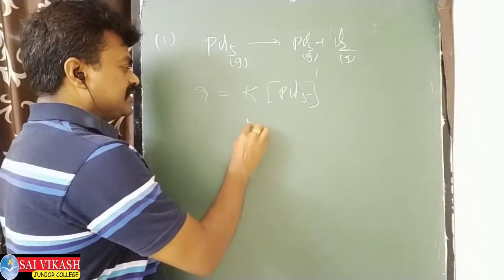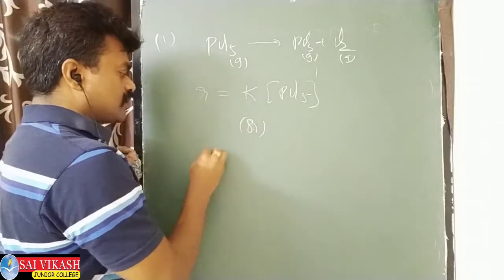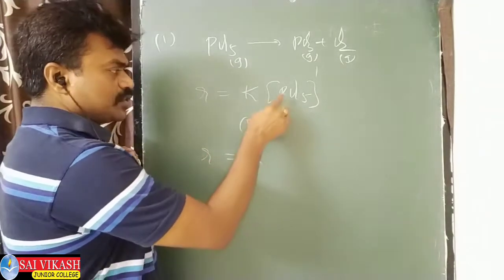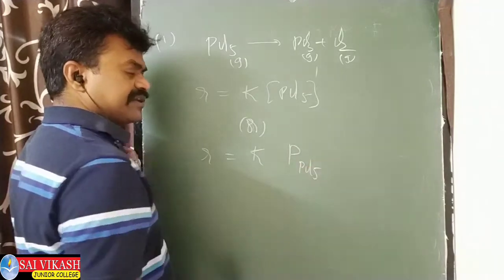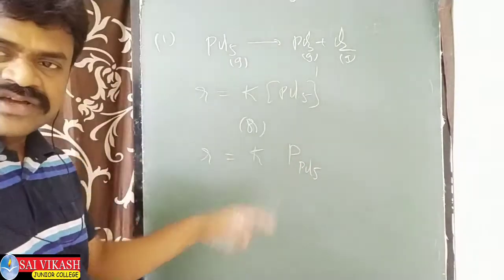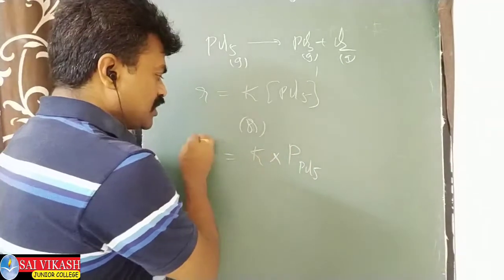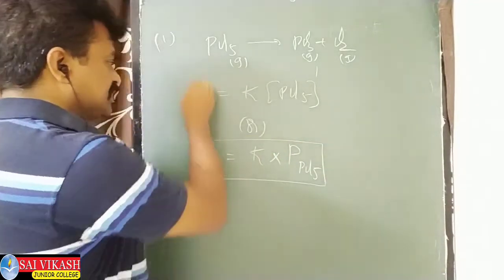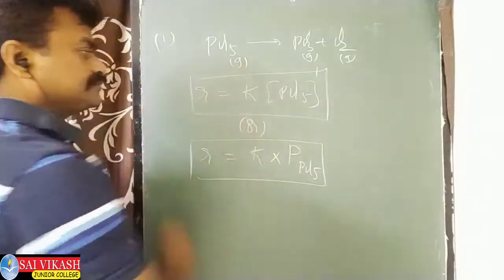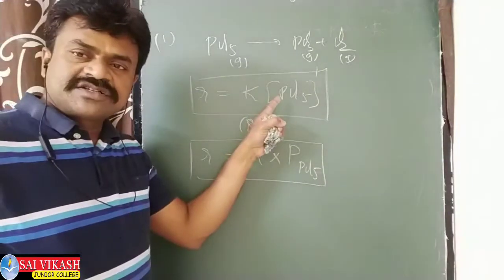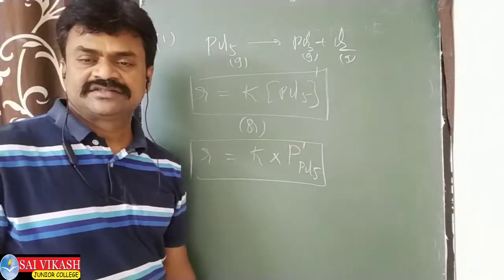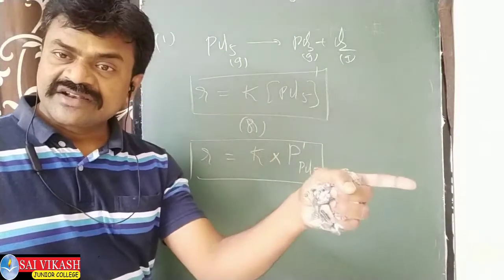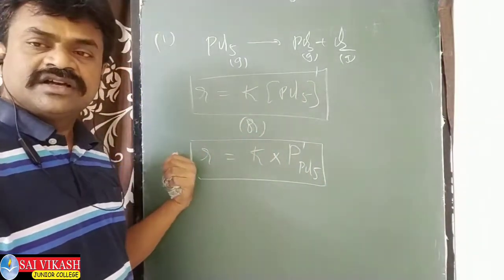How do you write the order of reaction? See, R equal to K into partial pressure of PCl5. Like this way also we can write. Here also P power 1, so the order is 1. So if pressures are given, then also we can find out the rate.